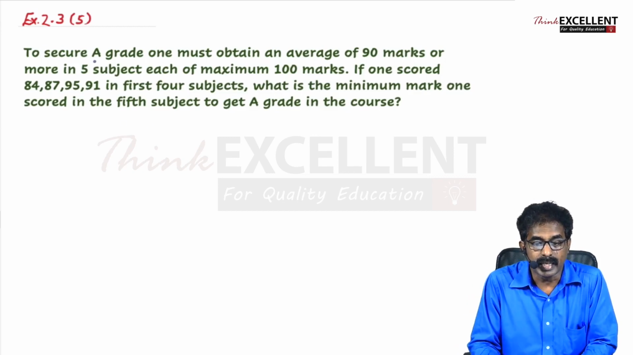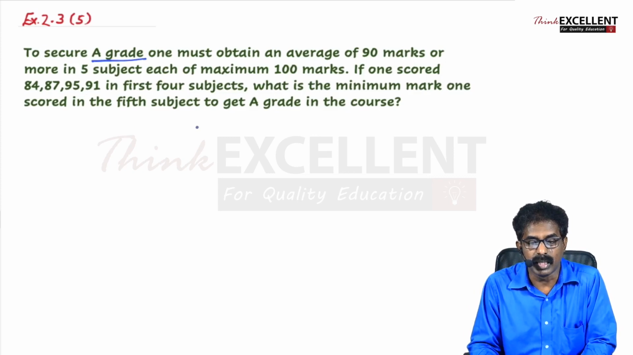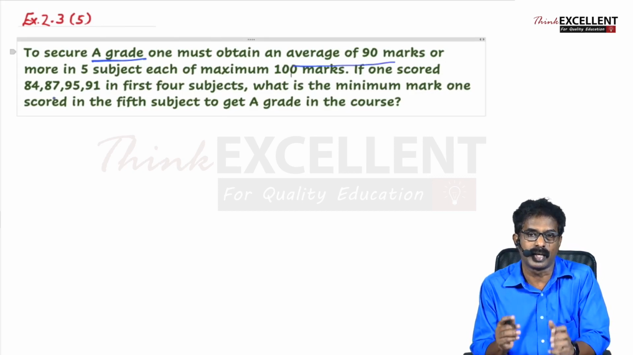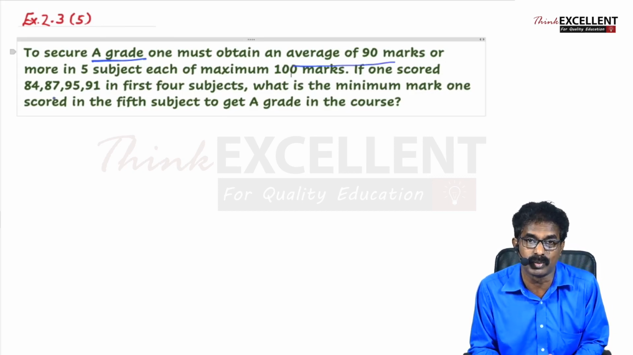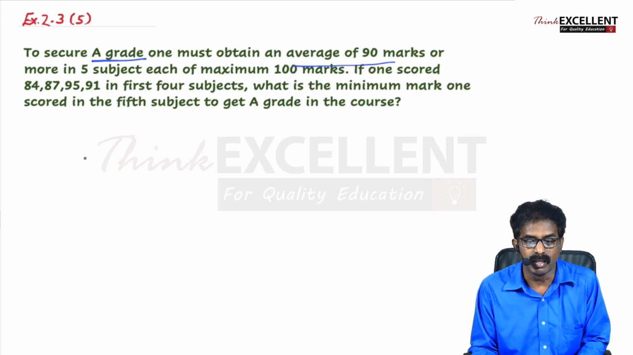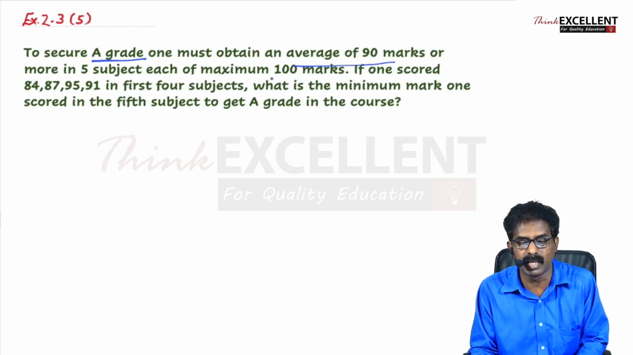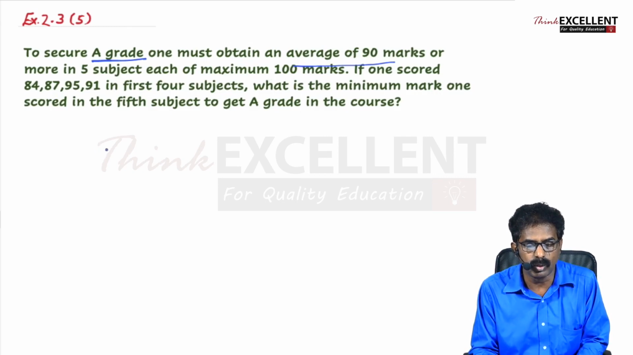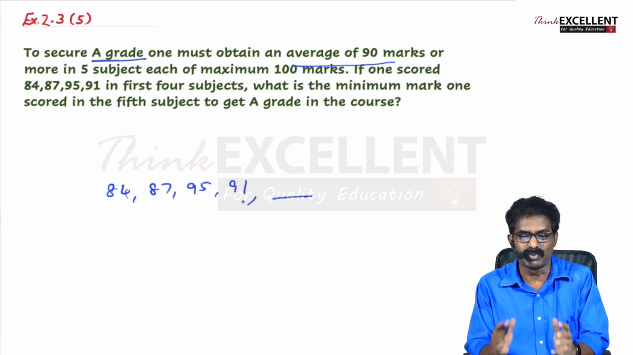To secure A grade, one must obtain an average of 90 marks or more. So 90%, one student has to score. 90% or more, then he will get A grade. In 5 subjects, maximum mark 100 for each subject. The marks scored are 84, 87, 95, 91. So 4 subjects' marks are given, the 5th subject.